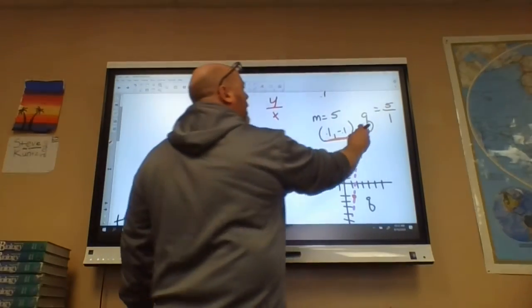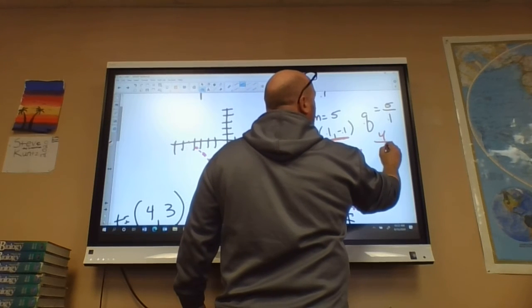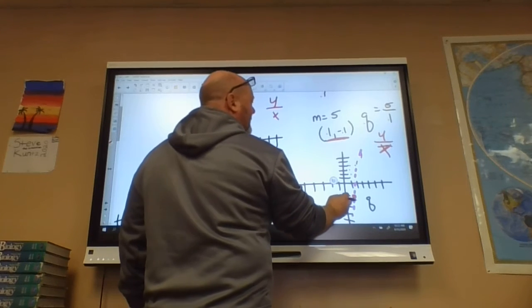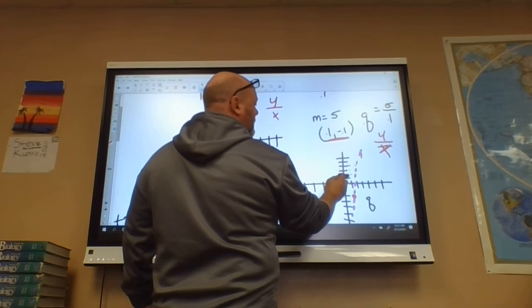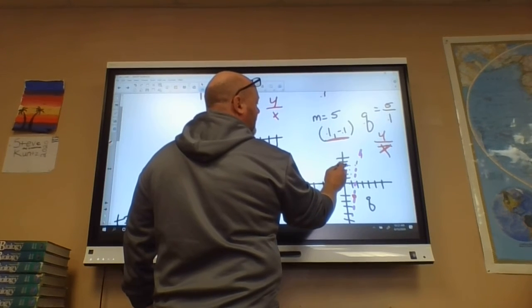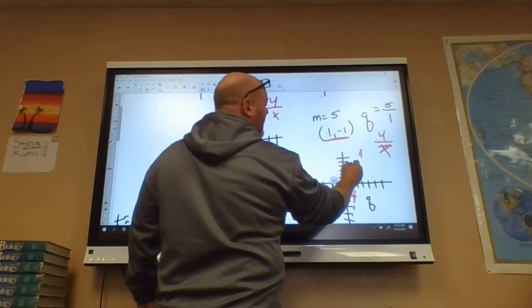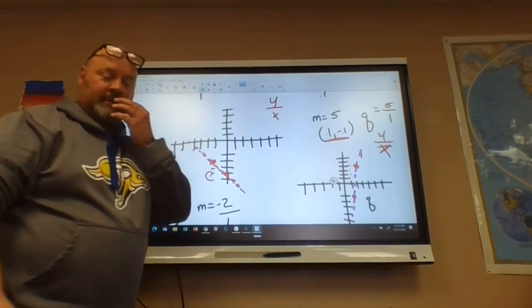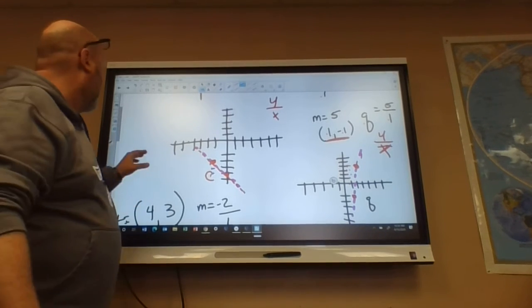Then you put a 1 over here, and I have 5 over 1. So remember, your y is on top, your x is on bottom. That means I'm going to move up 5 from this spot. 1, 2, 3, 4, 5. And then I'm going to move over 1. So this is my new spot right here. And then this will be my slope. This is where I draw my dotted line. It's basically rise over run. You're just writing that out.